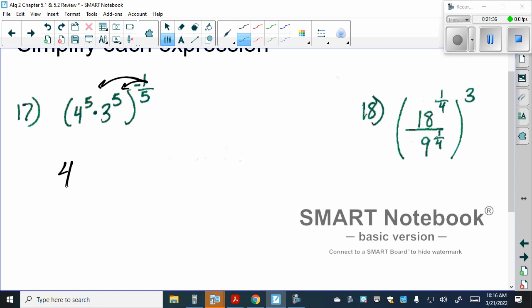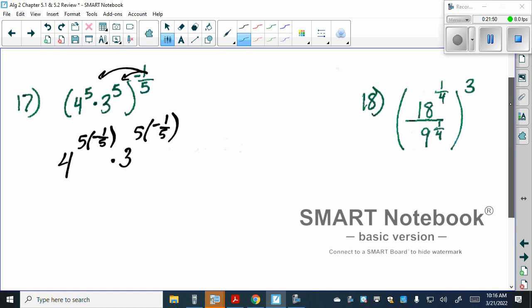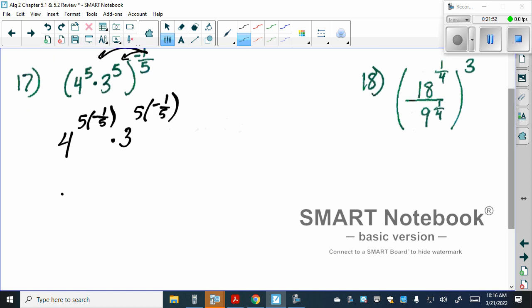But if you need to, we can say that this is 4 to the 5 times -1/5 times 3 to the 5 times -1/5. Well, 5 times -1/5 is just going to be -1. And it'll work out for both of these here. So we end up getting 4 to the -1st times 3 to the -1st.